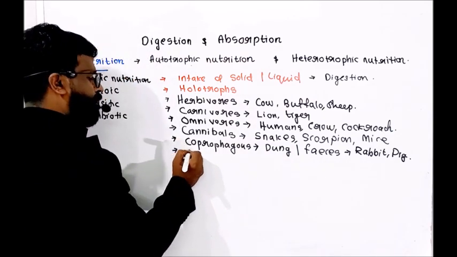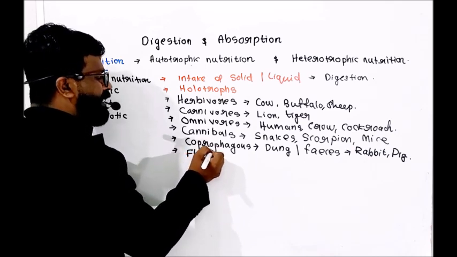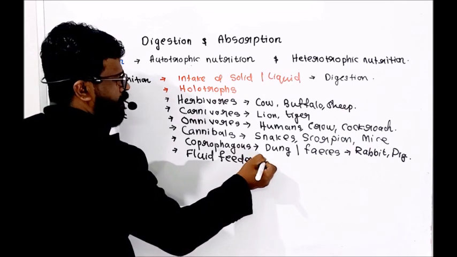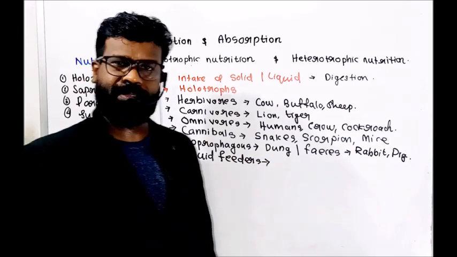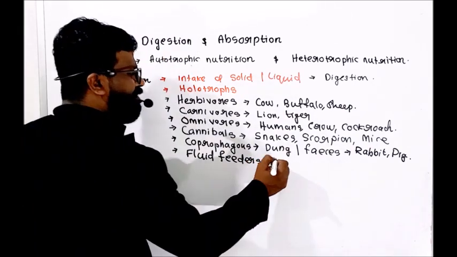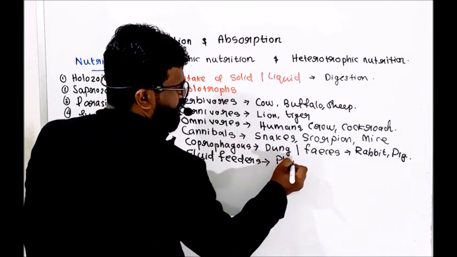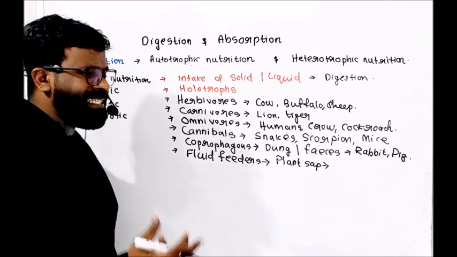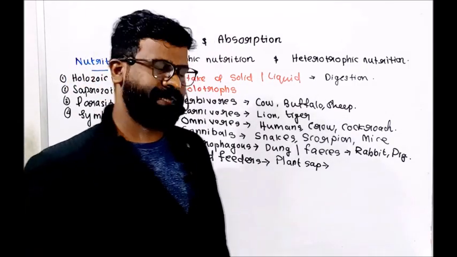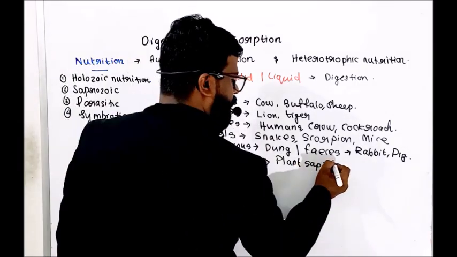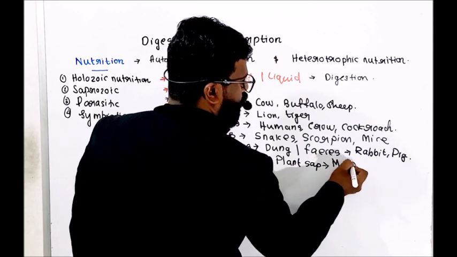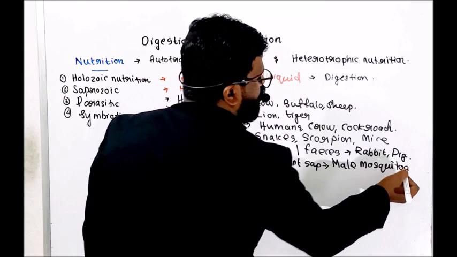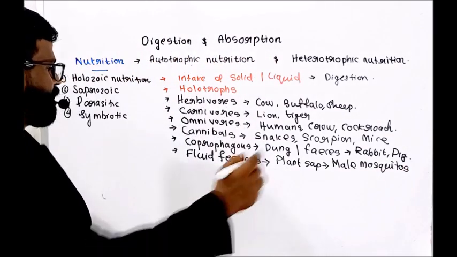Then fluid feeders. Fluid feeders feed on plant sap, the juice from the plants. Example: male mosquitoes. Male mosquitoes are fluid feeders.